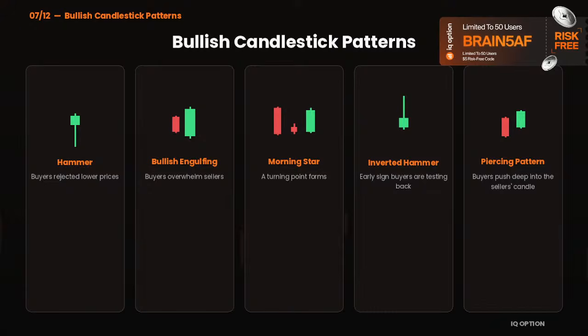But at the same time, an inverted hammer is still telling you the market is going up, but you have to take note, it is weak. It is not as strong as the hammer itself. So that is your answer.